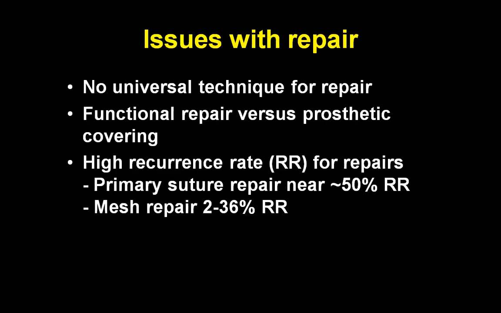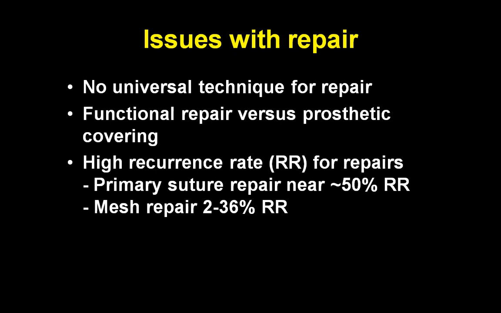Now, issues with repair. About 60 or 70 years back, the repair was naturally nothing but anatomical repair. There's no universal technique for repair as far as ventral hernia is concerned, but today everyone does a functional repair, and there's a comparison with prosthetic covering. Now, functional repair means anatomical repair. You're opening up the hernial sac, reducing its contents, and approximating the muscles and linea alba.